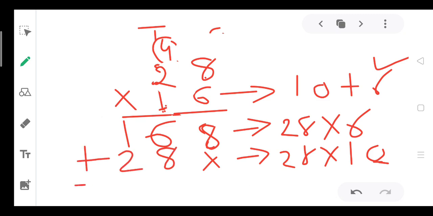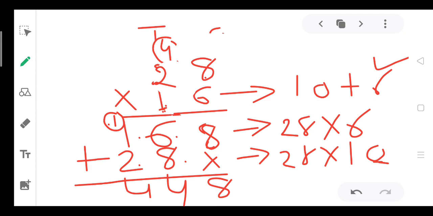And now we will add it. So in addition what we will do: 8 plus nothing, 8. 8 plus 6, 14. 1 will be carried over here. 2 and 1, 3. 3 plus 1, 4. So now our multiplication is over. This is the product of 28 multiplied by 16.